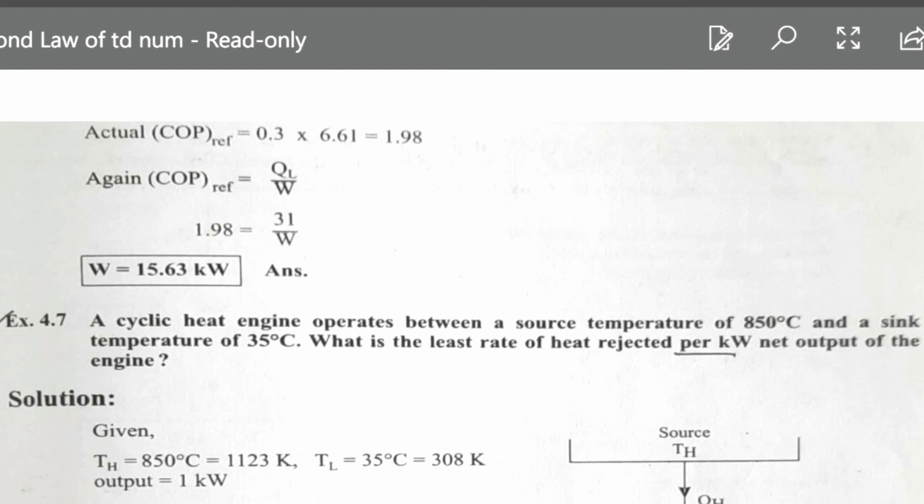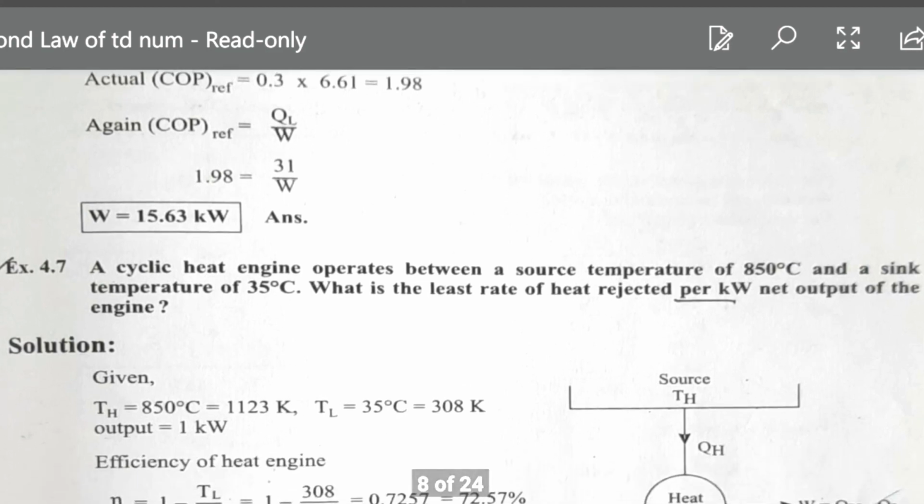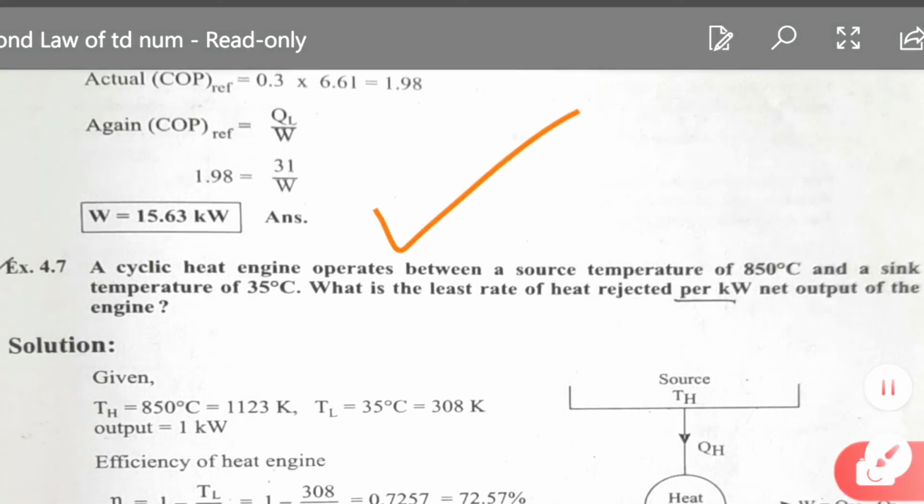Okay, again COP of refrigerator equal to QL upon W, and this will be equal to 1.98 equal to 31 divided by W, then W equal to 15.63 kilowatt. Okay, so this is W of value is 15.63.